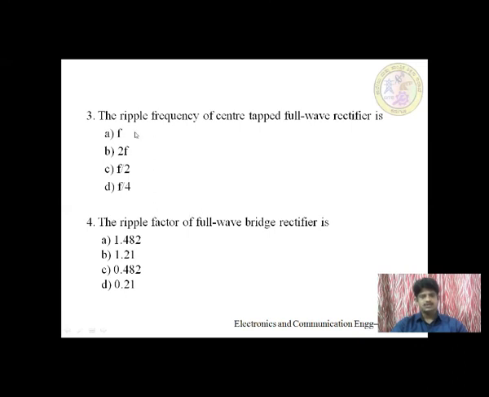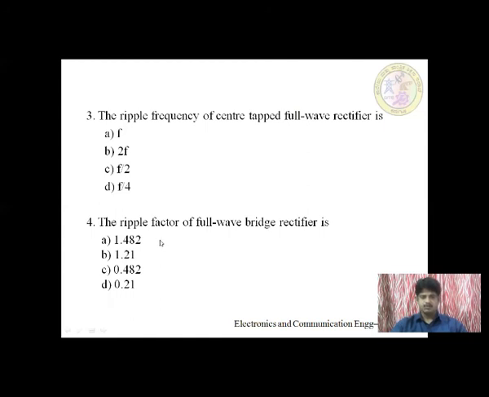Next, third question is, the ripple frequency of a center tapped full wave rectifier is. So ripple frequency is being asked. I told you for full wave, it will have double the input frequency. Means if F is the input frequency, output will be double, because for each one cycle, it will have 2 half cycles. So it will be 2F. So 2F is the right answer.